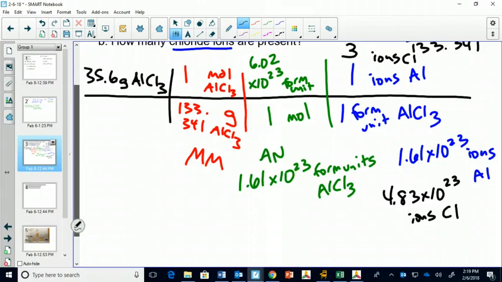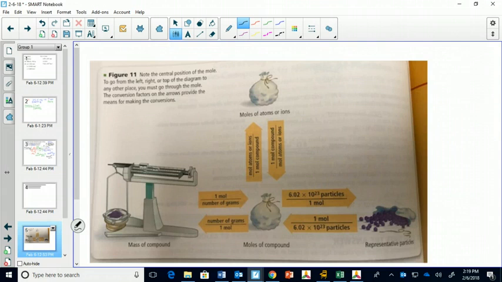Okay? I want to get back to Andrew's point that he made earlier. This is in your textbook on page 340. It's showing you that in the middle here is moles. And no matter how you get there, if I want to get from mass of a compound to the particles of a compound, I have to first go to moles. If I want to get to the individual atoms or ions, I have to first go to moles, and then it's just showing you moles is the center. You have to always go to moles. That's the key piece. Okay?